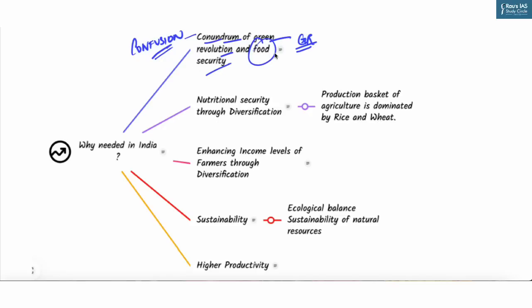What is expected for the sake of food security? But in reality, it has not translated into increase in food security. And this is evident in India's poor ranking on global indicators such as Global Hunger Index, that is GHI. India's rank is 107 out of 121 countries. And this can be attributed to lack of diversification in agriculture, which has also led to stagnation in income level of farmers. Second, why we need diversification is to have nutritional security.